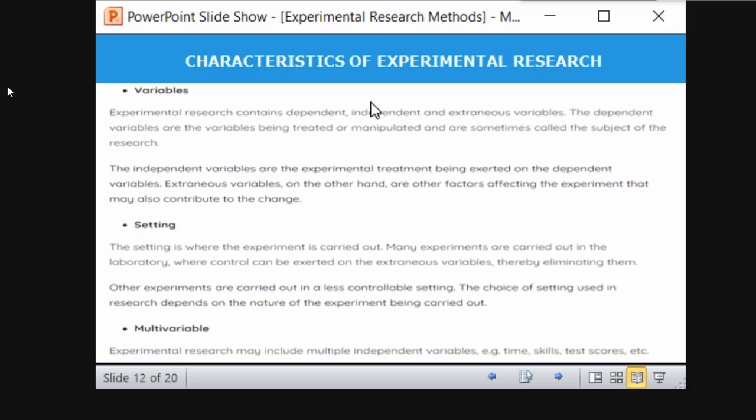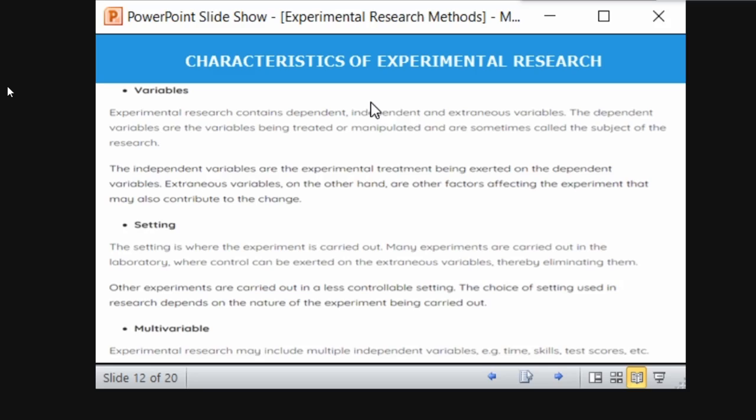The dependent variables are the variables being treated. In your case, students are the dependent variable and are sometimes called the subjects of the research. Independent variables are the experimental treatment being exerted on the dependent variable, right? What is the experimental treatment here? The lecture, the class. That is the treatment or the training.